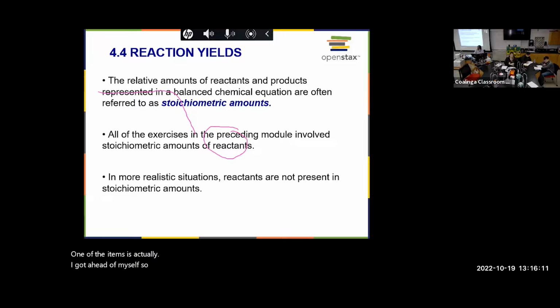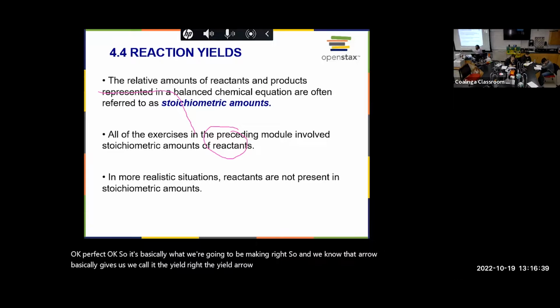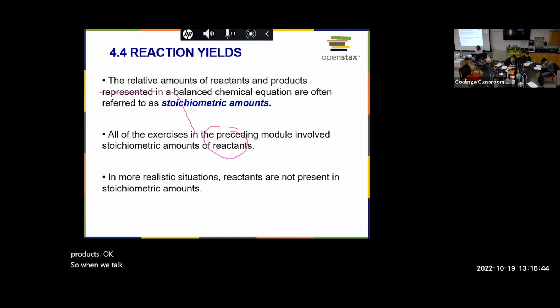So let's talk about yield first, right? The concept of yield, what does yield mean? What you have. The production of something. Like you plant something and then you harvest. Okay, perfect. So it's basically what we're going to be making, right? And we know that arrow gives us what we call the yield, the yield arrow, because it's yielding our products. So when we talk about yield or percent yield, we're making reference to how much we're actually getting.